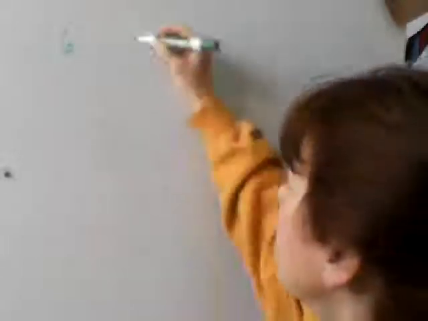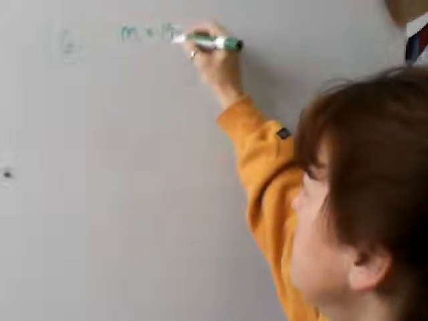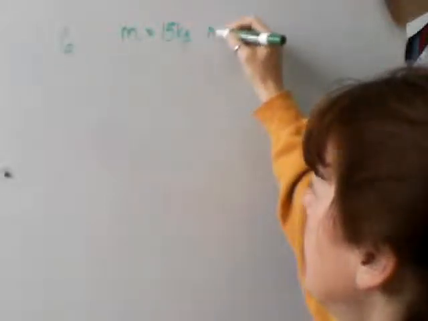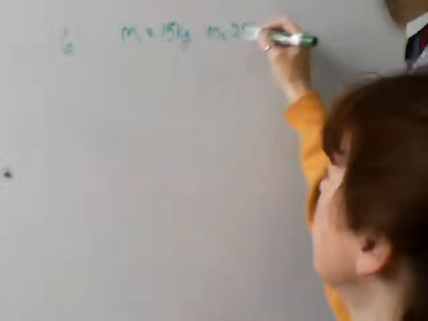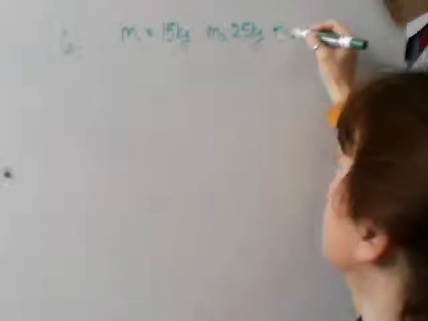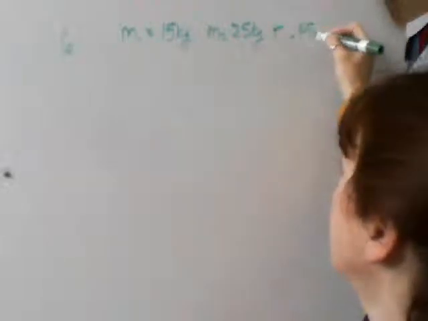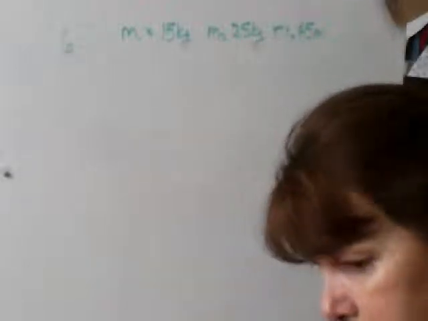Number 6 says 2 objects. Object 1 has a mass of 15 kilograms. Object 2 has a mass of 25 kilograms. And they are 45 centimeters apart. I'm going to change that to meters right away. And they want to know what is the gravitational attraction between the two of them.